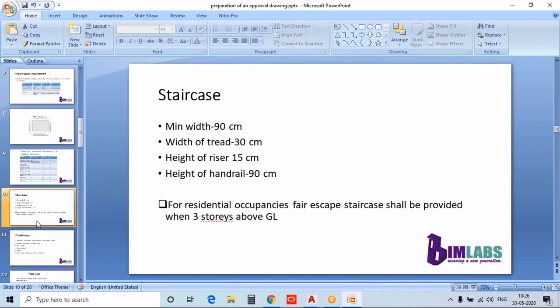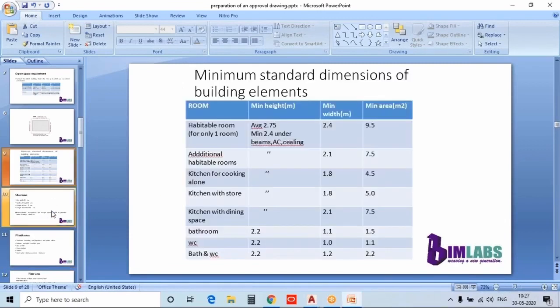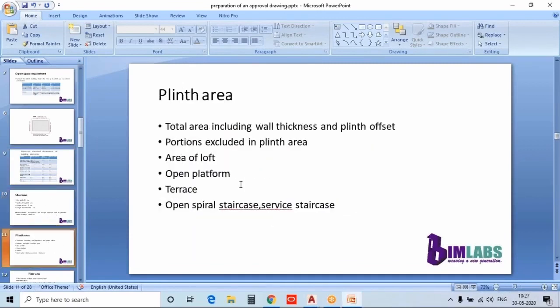Then first of all, you have to make the site plan, and then from there you have to give the open space requirements, so that you can plan how much area there will be for planning your residential building. Then from there you have to plan by giving these minimum standard dimensions of rooms like kitchen, room, all those things.